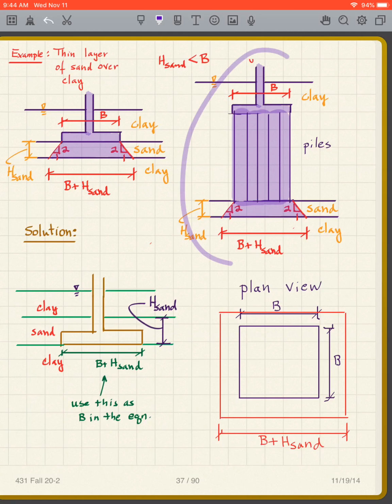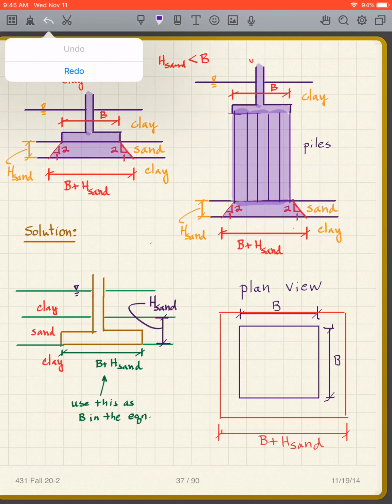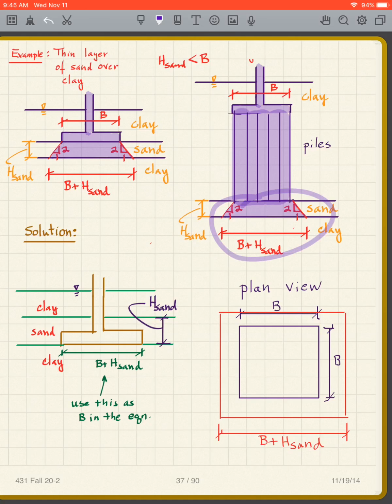Same thing if we have this situation where we take our piles, we put our piles at the top of the sand layer, basically. And we use the same approach, the B plus H sand. How thick is the sand layer going to be that's going to help us?